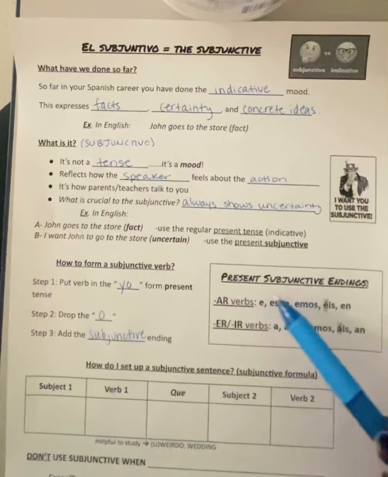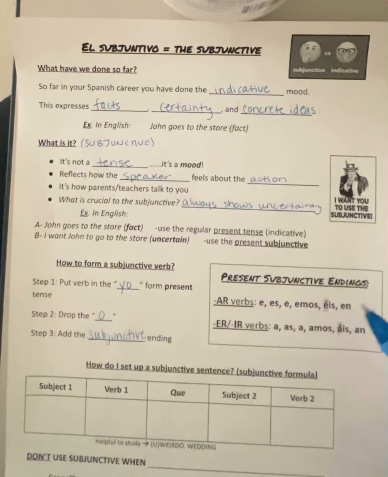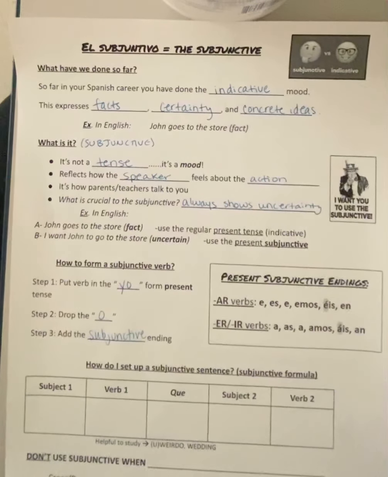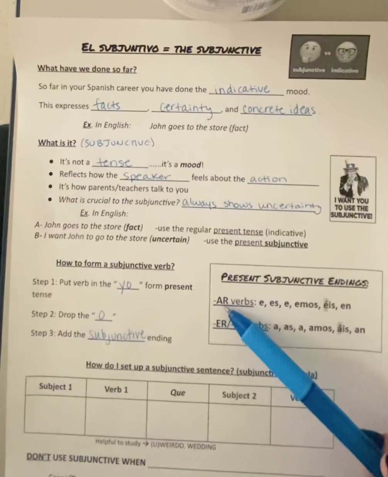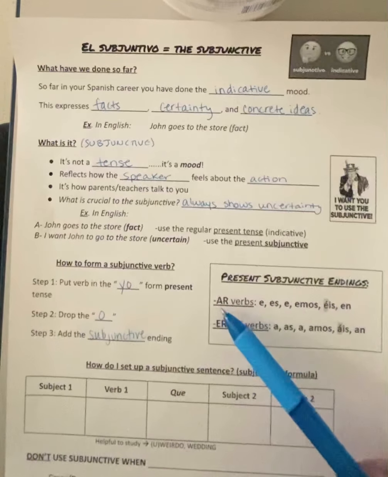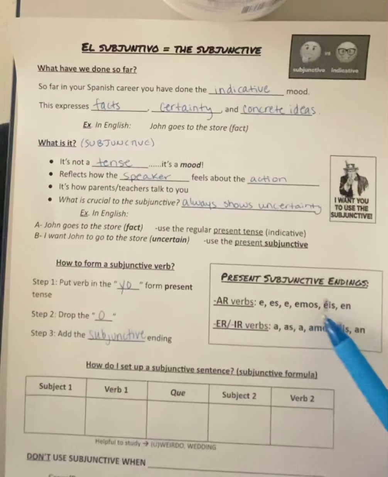Here are our subjunctive endings, present subjunctive endings. AR and ER endings are just flip-flopped. So you kind of learned these back last year when you did your commands, when you learned how to form a command in Spanish. Okay, so AR verb endings, notice they've got all E's. No O's here, though. That's why we dropped the O. AR verbs are e, es, e, emos, éis, en.